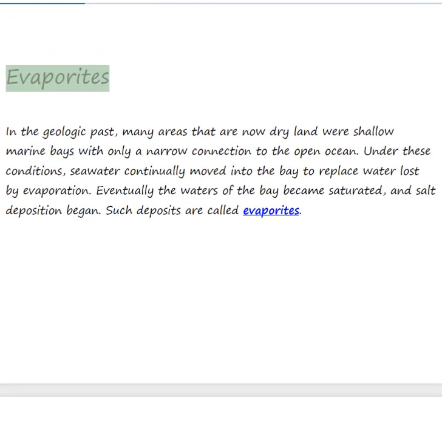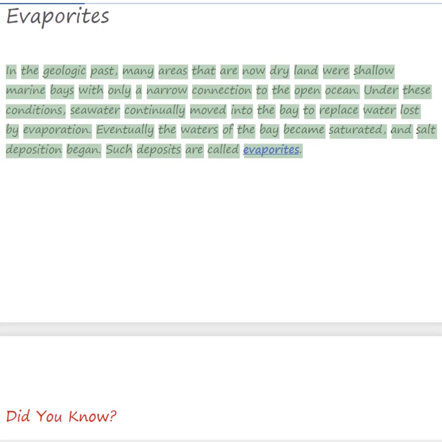Evaporites. In the geologic past, many areas that are now dry land were shallow marine bays with only a narrow connection to the open ocean. Under these conditions, seawater continually moved into the bay to replace water lost by evaporation. Eventually, the waters of the bay became saturated, and salt deposition began. Such deposits are called evaporites.